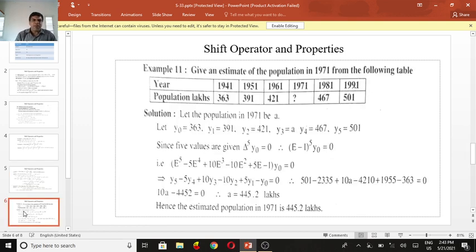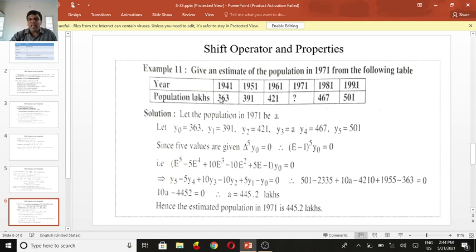So we come to simple examples. Suppose we are given the population year-wise. We already know how to measure population by 10 years, the increase or decrease over 10 years. So give an estimate of the population in 1971 from the following table. Year-wise it is given: 1941, 1951, 1961, 1971, 1981, 1991.